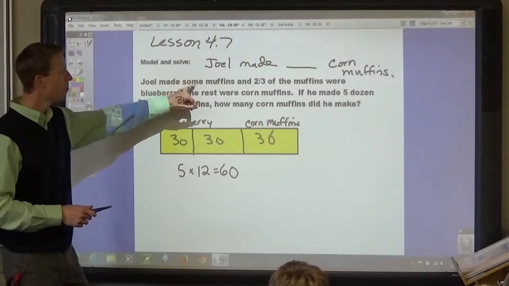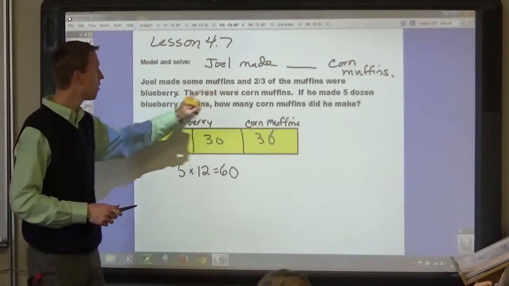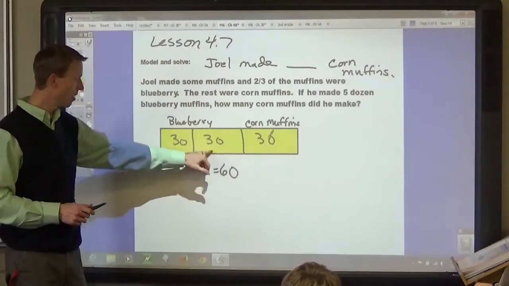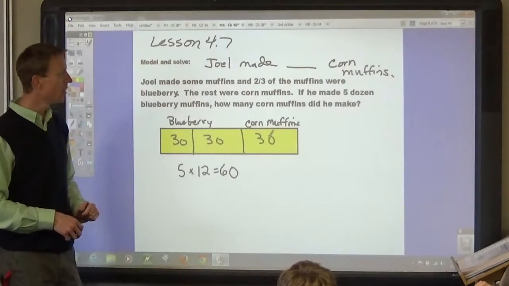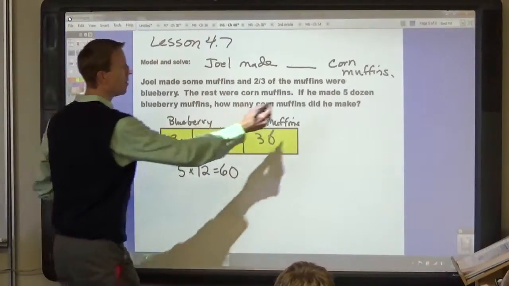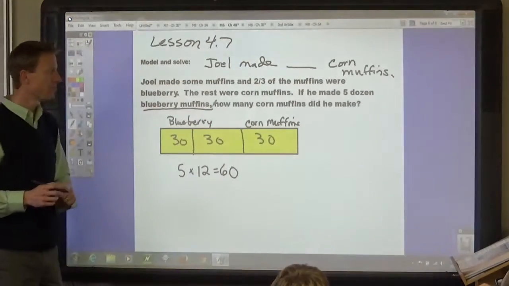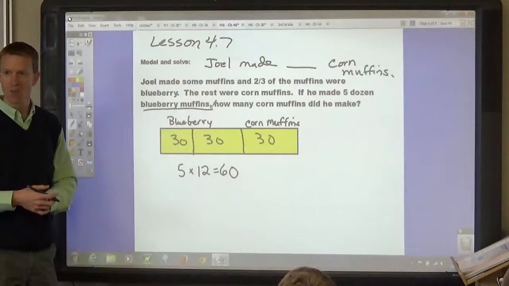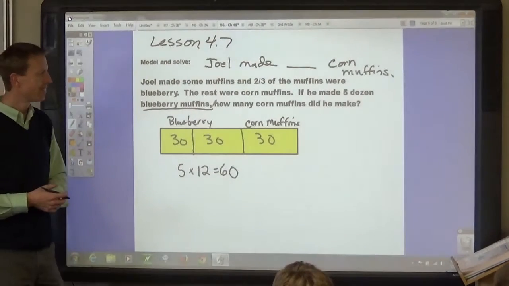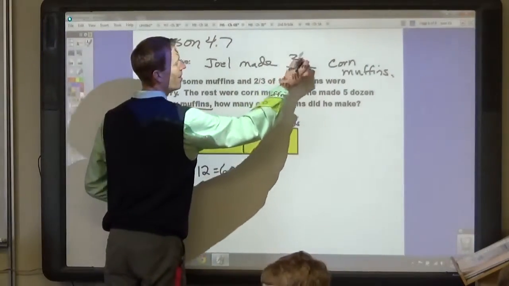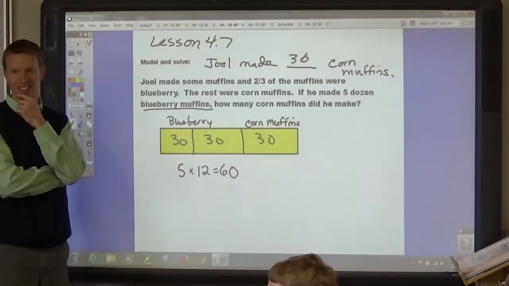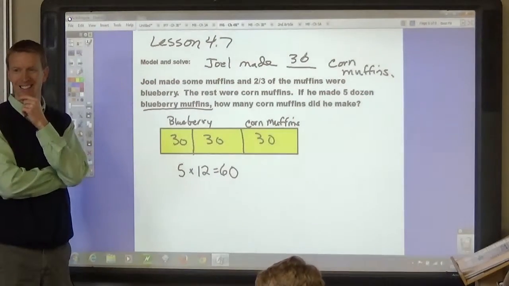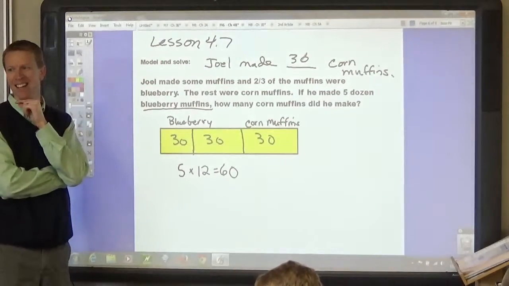Joel made some muffins. 2/3 of the muffins were blueberry. That means 1/3 was corn muffins, right? He made 5 dozen blueberry muffins. How many corn muffins did he make? Total sense. He didn't make 5 dozen muffins. He made 5 dozen blueberry muffins, right? Because that's 2/3 of the whole batch.